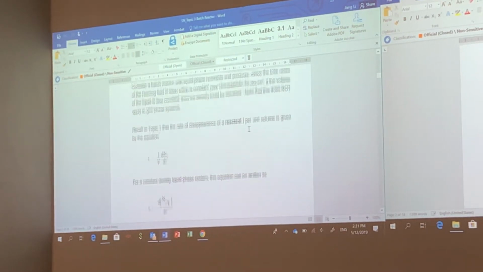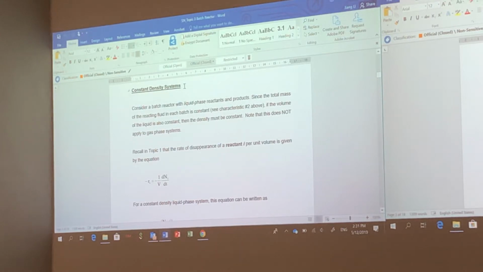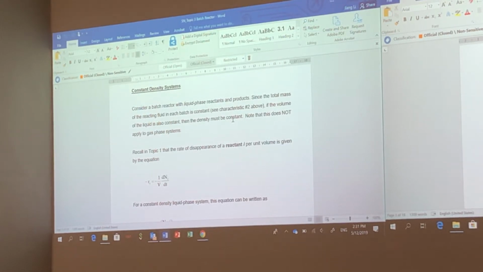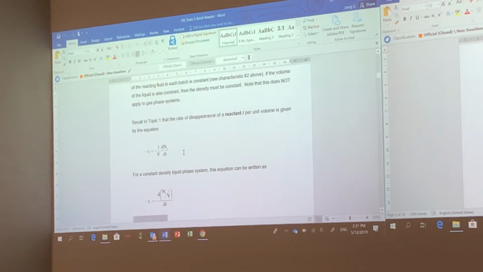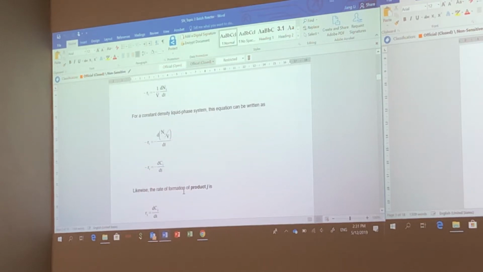You need to know what is the meaning of constant density or constant volume system. I mentioned a lot already about this. If the reaction is in liquid phase, it is a constant volume system. In that case, this rate can directly be written as minus dCA/dt. So this is from the definition. This is the very first equation you need to know.